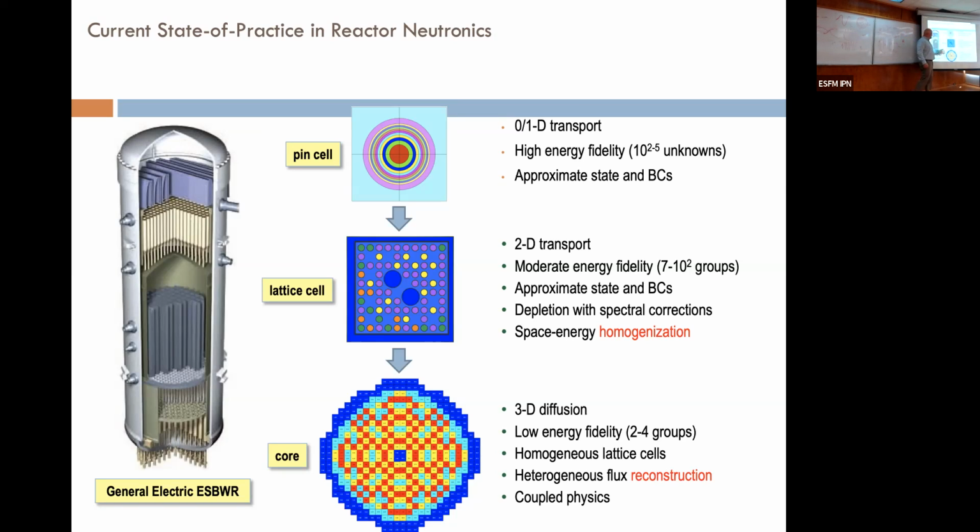And so you have to reconstruct what your actual pin powers are from this coupling of the average smeared diffusion solution with the fine mesh 2-dimensional lattice calculation. And that's the way it's done now. If you really want to know what is the pin power distribution in a reactor, you have a code suite that does these things, feeds data to another code suite that does this.